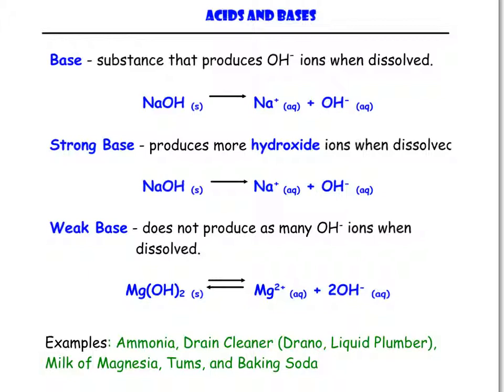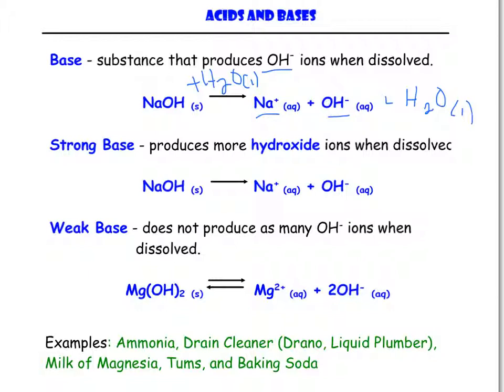On this slide we're going to talk about bases. So bases, remember, are substances that produce OH ions when dissolved. An example of this is when sodium hydroxide breaks apart into sodium and hydroxide ions. Realistically, I could show this with plus H2O like we did on the last slide, and then plus H2O. And remember, water is the only thing we will ever label as liquid in here.